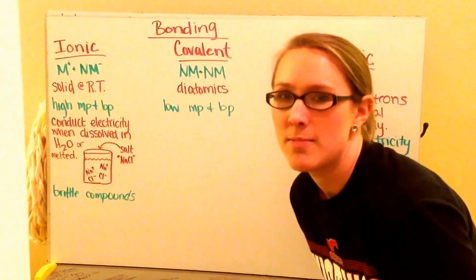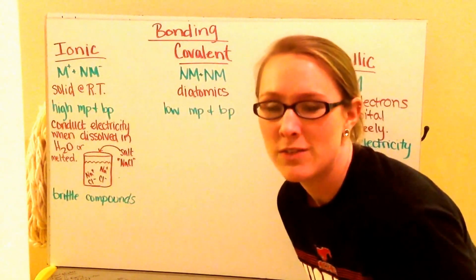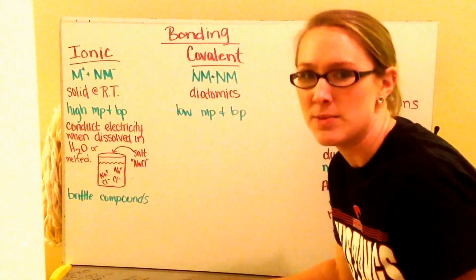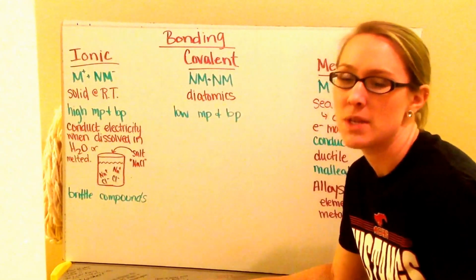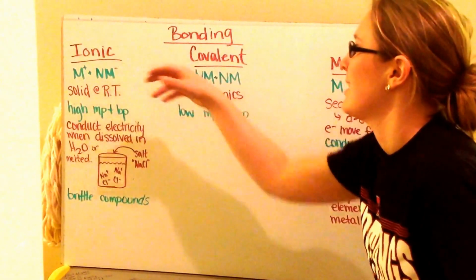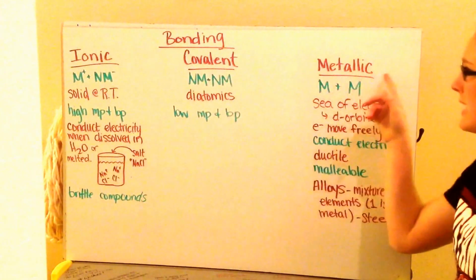This video is on bonding, and more specifically ionic bonds. Before we start on the different types of bonds, we should note there are three types of bonds that we're going to focus on in this unit. The first is ionic, then we'll talk about covalent, and then metallic.